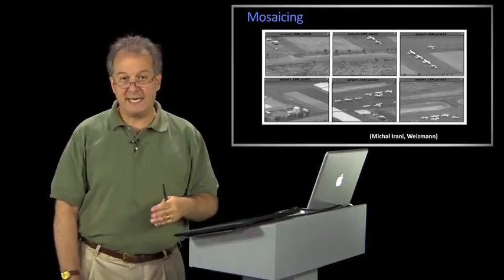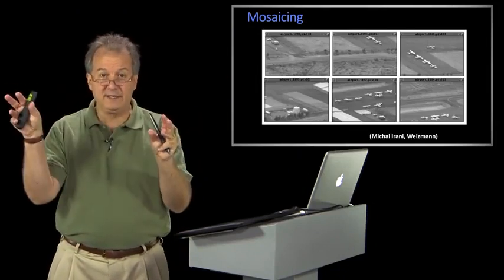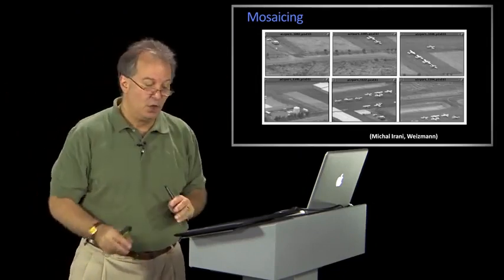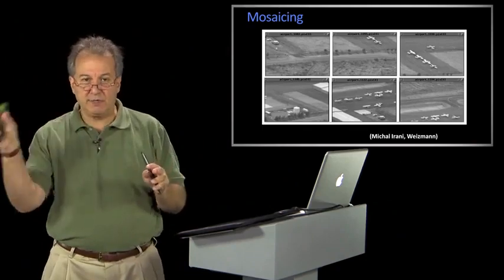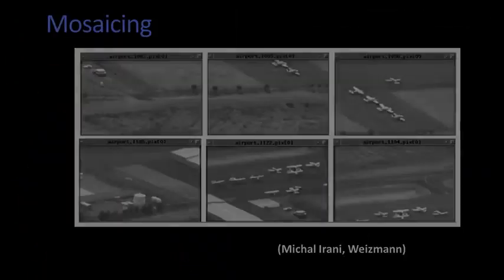Another example here, mosaicing. Now, we've talked about mosaicing before. We talked about panoramas, about aligning images and bringing them together. Well, instead of just a small, discrete set of images, suppose you actually have a video, so you're taking your camera and you're panning it around. What you might want to do is make a single image, okay?